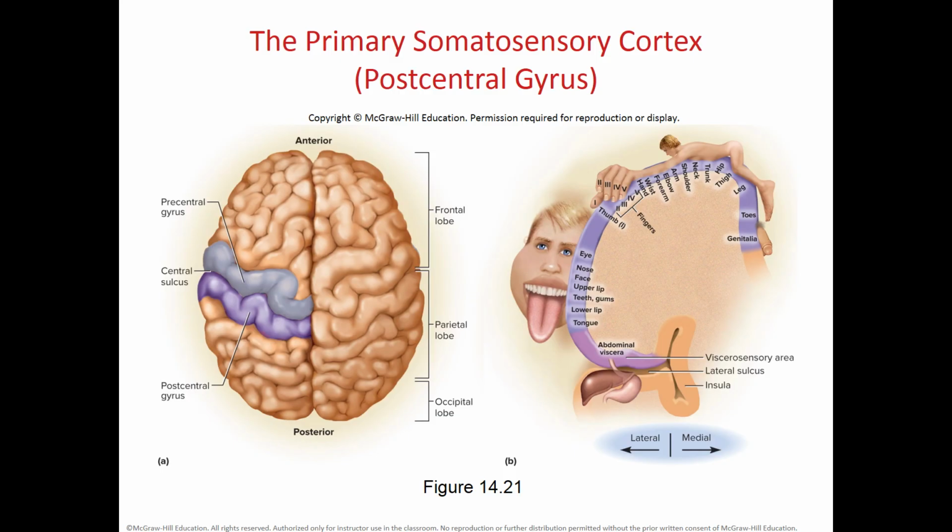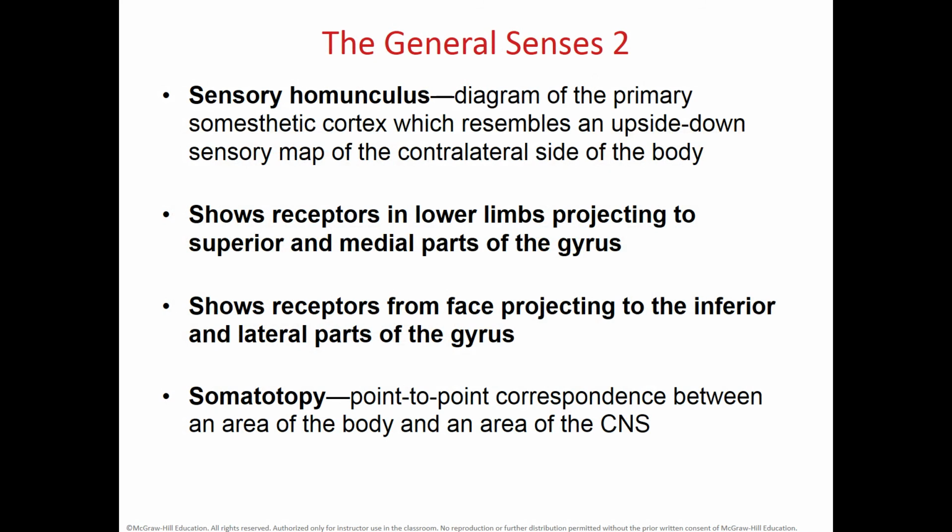Okay, now for the sensory homunculus, let's see some information in here. It's a diagram of the primary somatosensory cortex that resembles an upside-down sensory map of the contralateral side of the body. What this means is whatever you feel, like if you pinch your index finger, for instance, with a nail, your left index, you'll feel it with your right side of the brain, or you interpret it, okay?